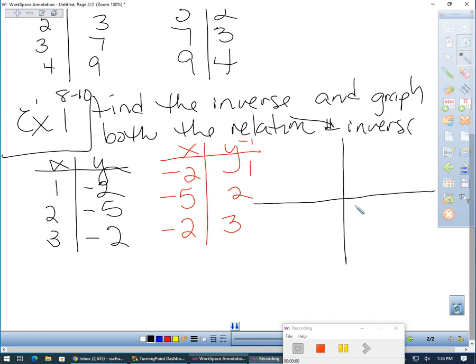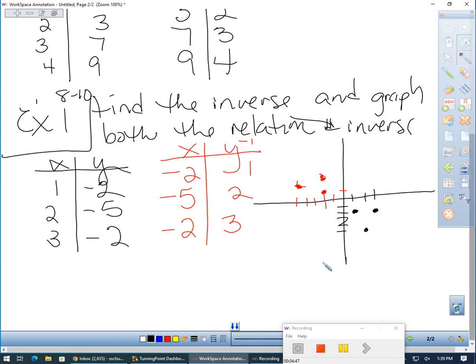So plotting 1, negative 2, over 1, down 2. There's a dot. How about 2, negative 5? And 3, negative 2. So now my inverse is at negative 2 up 1. At negative 5 up 2. And at negative 2, up 3.